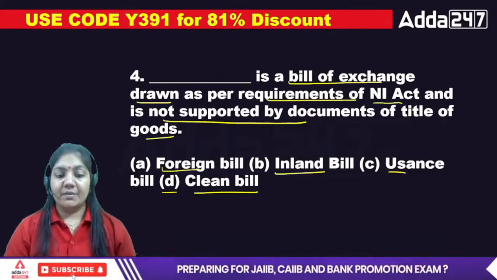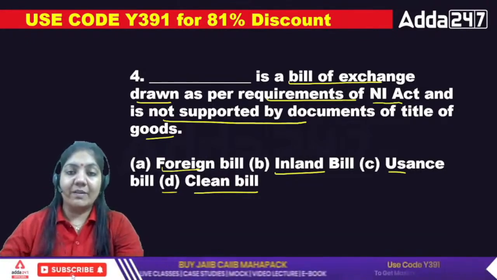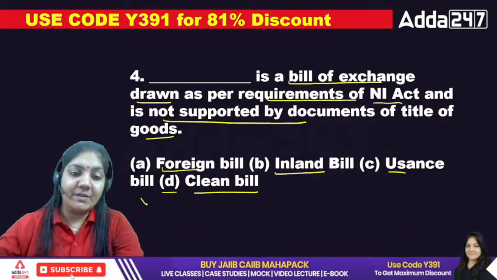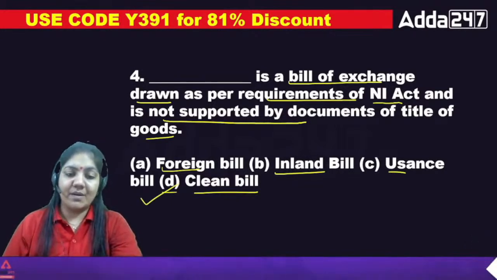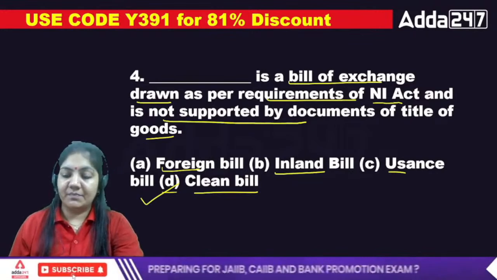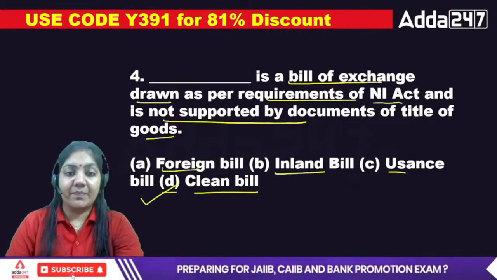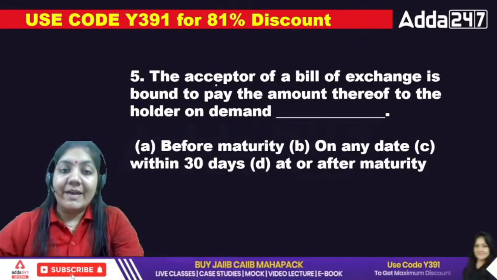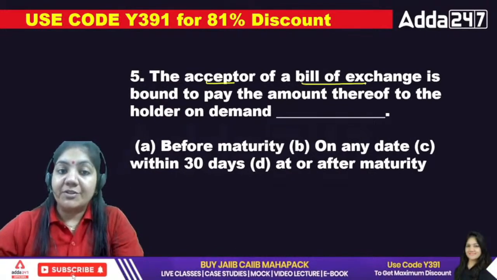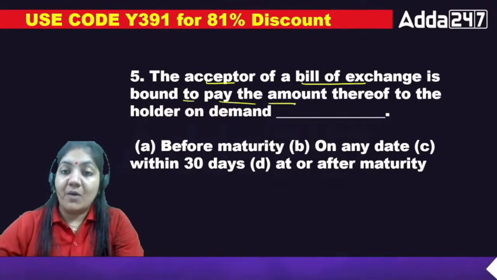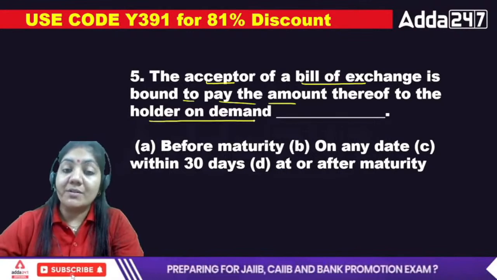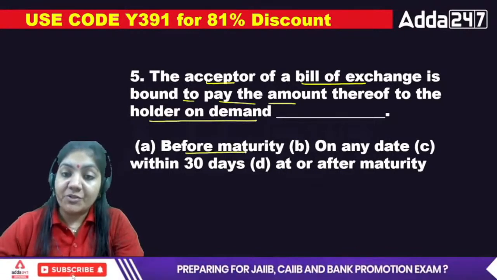So here, for the fourth one, the exact answer is clean bill. Okay, it's a clean bill. Done? Now, next one. The acceptor of a bill of exchange is bound to pay the amount thereof to the holder on demand before maturity.